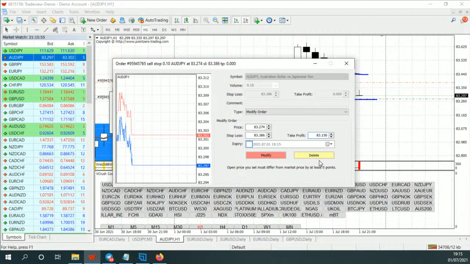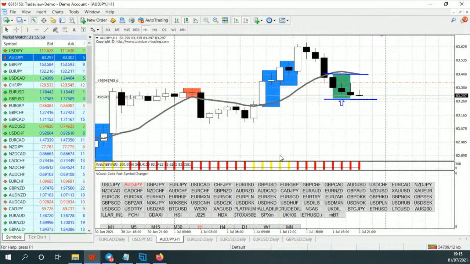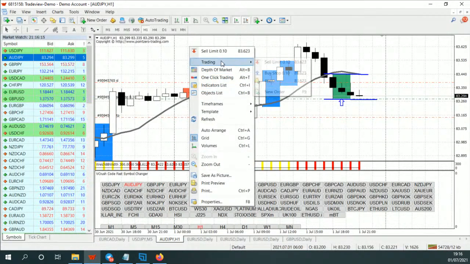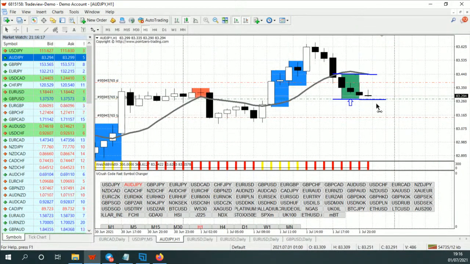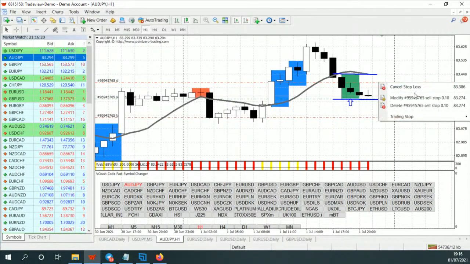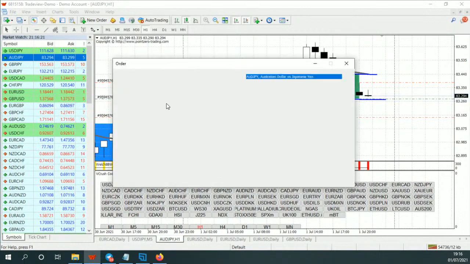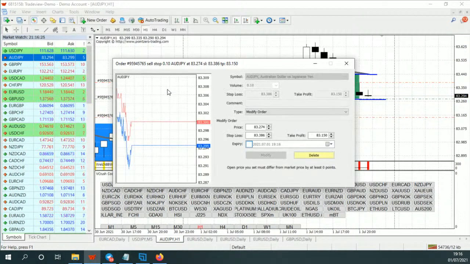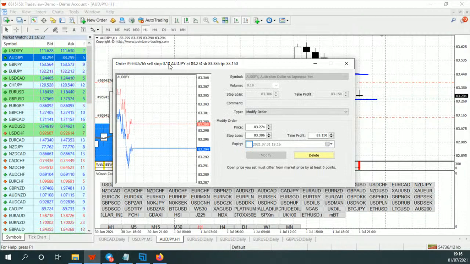83.15 is our take profit. So you modify that. Okay, so you have your TP1 here, which is 83.15. You can have your TP2 or TP3 if you like. For example, the size of this trade is, let me check. If you double click it, if you modify, okay, so you bought 0.1, that's 0.1 volume of this, right?